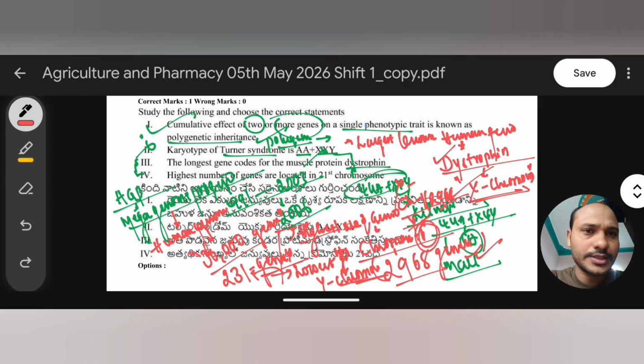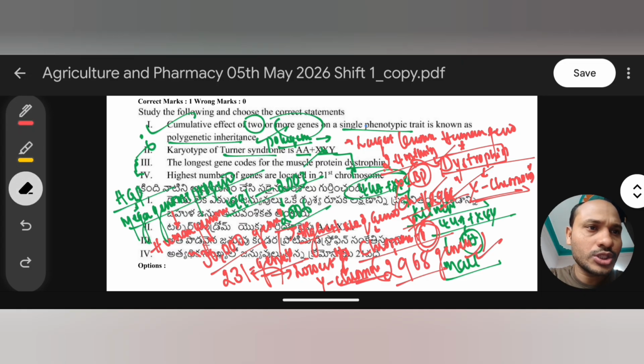Remember all these things. How large is this dystrophin gene? It has 2.4 million base pairs. Here, a base pair means two nucleotides together form one base pair. So the dystrophin gene contains 2.4 million base pairs. Remember, this one is very important. All these are concepts related to the Human Genome Project.